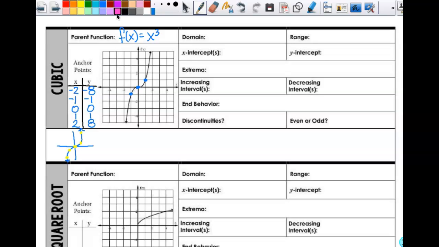Adrian, give me the domain. Good. How do I write that in interval notation? Okay, good. So it is all real numbers, but in interval notation, got that. Okay, good. And then, Adrian, what's my range? Very good. Okay, good. And then same x and y intercept, right? 0, 0, 0, 0. This is pretty basic.